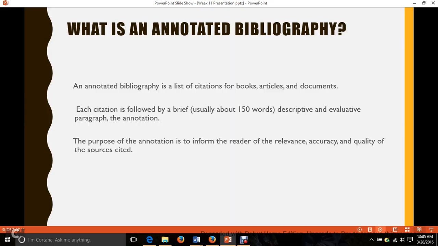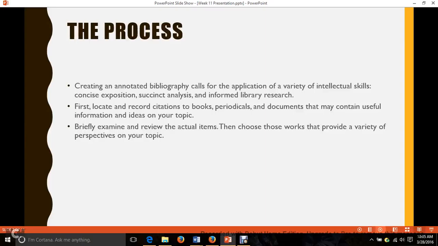And it's not a traditional essay, but you are going to utilize skills that you would have in writing an essay. So when creating an annotated bibliography, it calls for the application of intellectual skills such as concise exposition, succinct analysis, and informed library research. Now, you guys have already finished working on an analysis essay when you analyzed the speech from TED Talks. So you have an idea that an analysis is more than just a summary of a work. It's really digging deeper and looking at the elements within the work to show if it's effective in terms of the last essay. And in this sense, we're looking at, is the source going to be applicable to your final research paper?